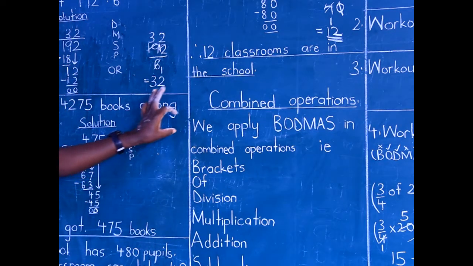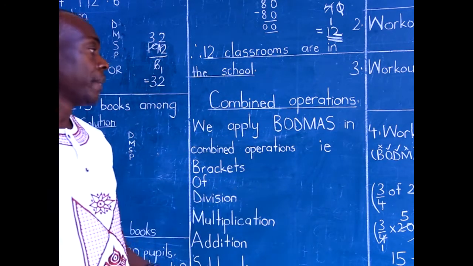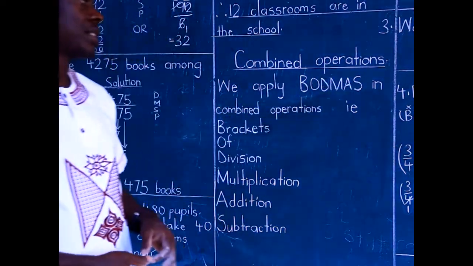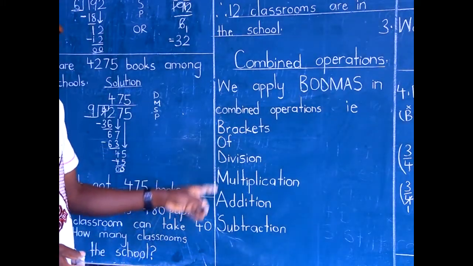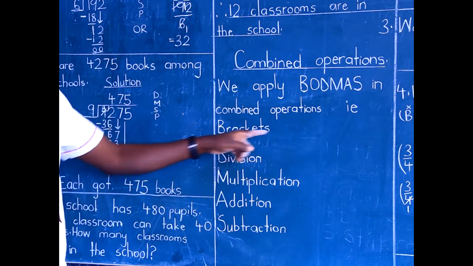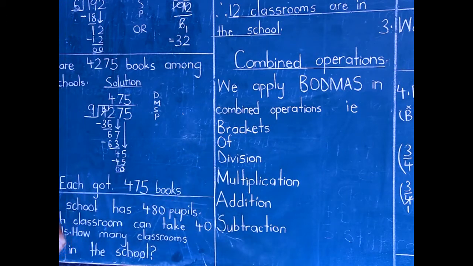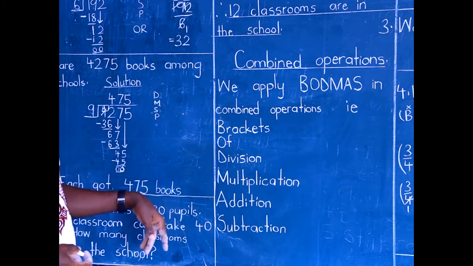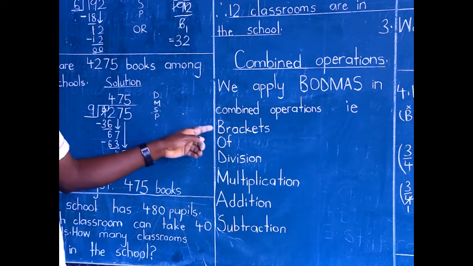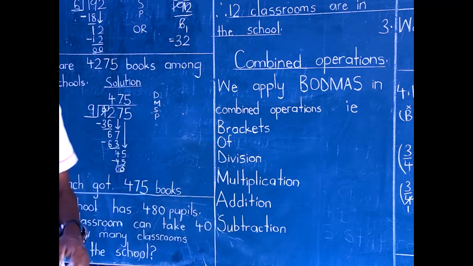So please, you will apply BODMAS in combined operations. Combined operations are also known as mixed operations. We apply BODMAS. Which BODMAS? When written in full, BODMAS means brackets, of, division, multiplication, addition, and subtraction. That's the order. Whenever you see more than one operation in a particular number, you write BODMAS, and that is brackets, of, division, multiplication, addition, and subtraction, as your guide.